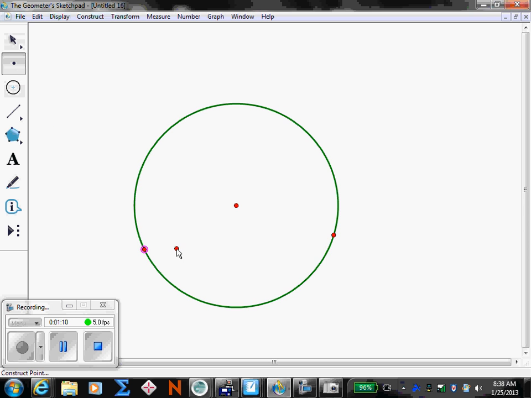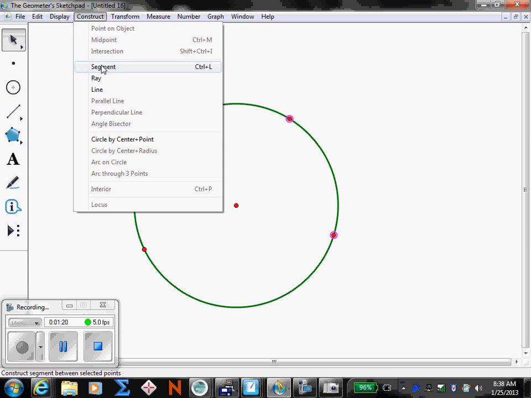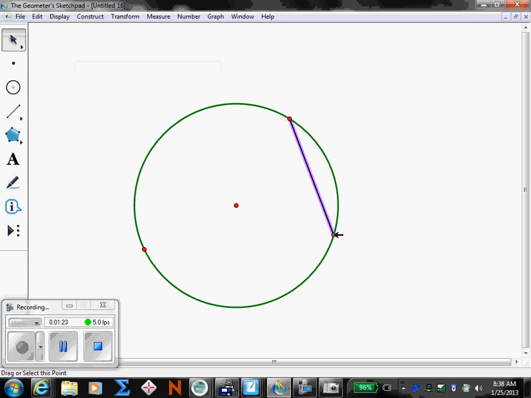So I have the 1 point on the circle, and I'm going to make 2 more so that I can construct an angle. So I've made a chord there, and now I'm going to make another chord, so that I have an inscribed angle. Now we're going to do some measurements here. So I'm going to measure this angle, and then I'm going to measure its intercepted arc.